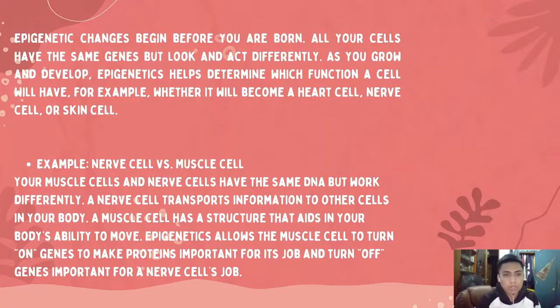One example is nerve cell versus muscle cell. Muscle cells and nerve cells have the same DNA but work differently. A nerve cell transports information to other cells in your body. A muscle cell has a structure that aids in your body's ability to move. Epigenetics allows the muscle cell to turn on genes to make proteins important for its job and turn off genes important for a nerve cell's job.